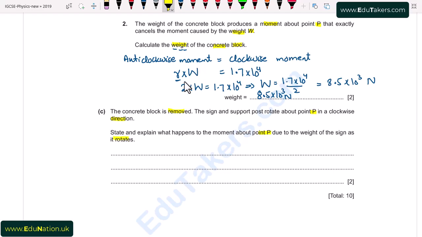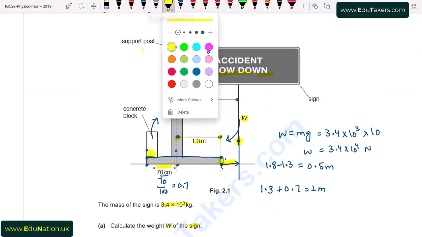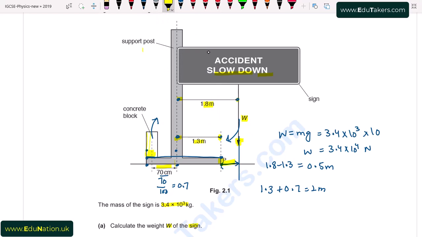So first of all, going back to the diagram again. Now here is the situation when we have removed this block. This block is removed. We just ignore this one. And what will happen? So we know that the weight causes the clockwise movement. And when the block is removed, the moment of the weight increases. And how does it increase? Because the distance of the weight from the pivot point increases. And as the object is toppled, the weight position will shift to the right hand side.